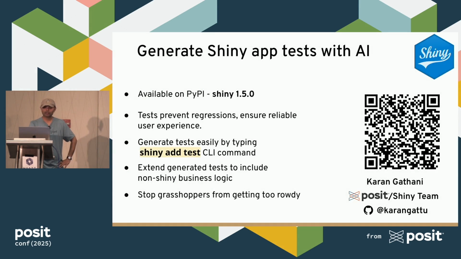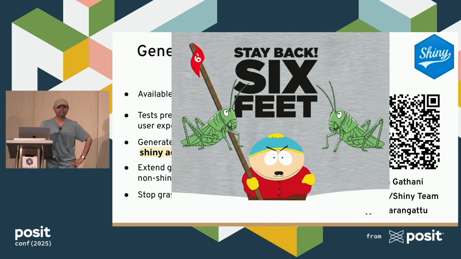All right, final slide. This is something that's available right away on PyPI. It's version 1.5. Like I said, it's a good thing. Write tests if possible. If you don't have the time, use shiny at test. It makes your life easier. Also, like I said, this is not the end-all. You'll always have options to add more and extend your tests if you have non-Shiny business logic. And yeah, if you see grasshoppers getting too close, just stop them. And that's it. Thank you so much.